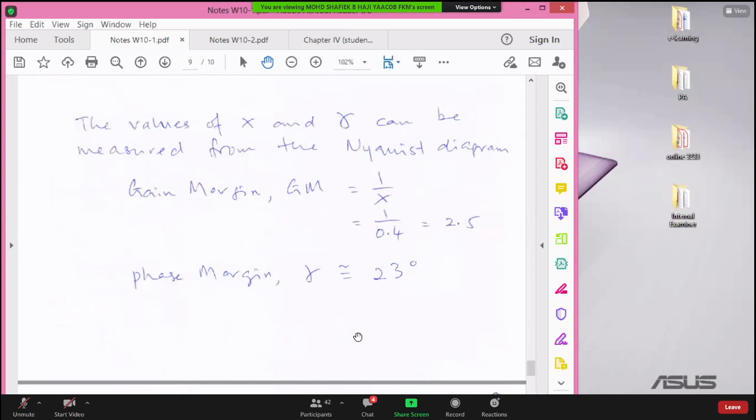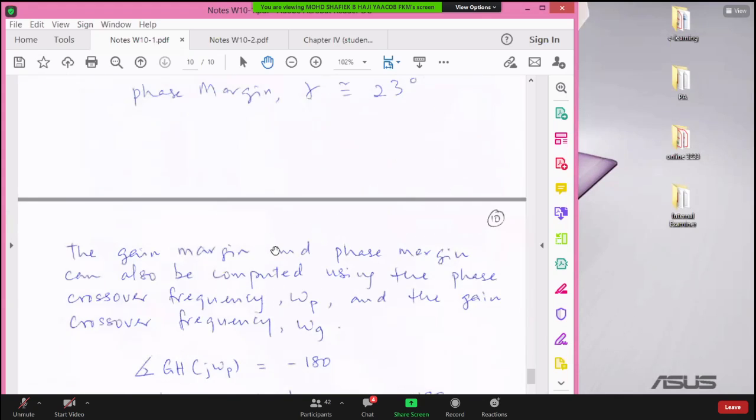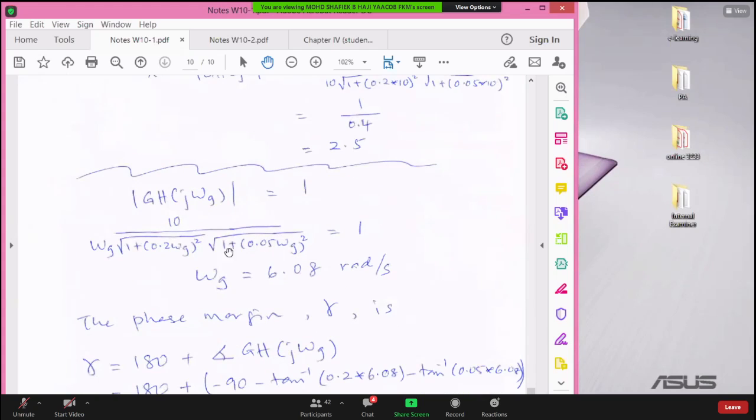Phase margin is computed using the gain crossover frequency. So first you need to compute the gain crossover frequency from the definition. The gain crossover frequency is when the gain is equal to 1. So you substitute omega g in your expression to compute the gain, and then from there you can solve for the gain crossover frequency.